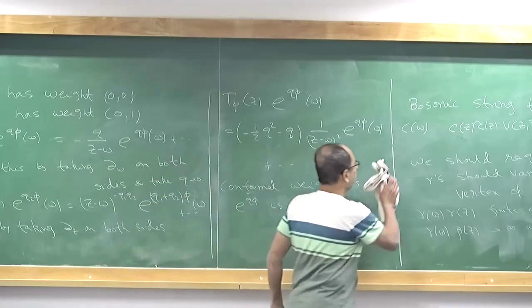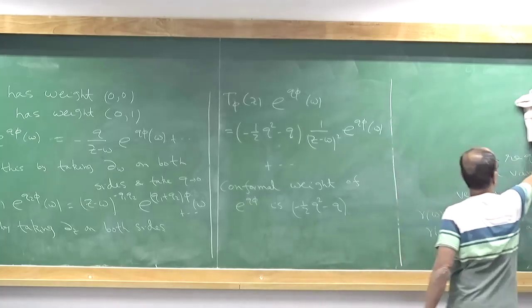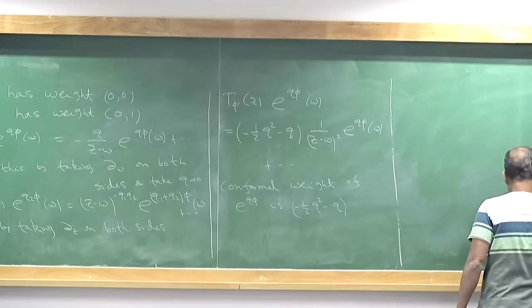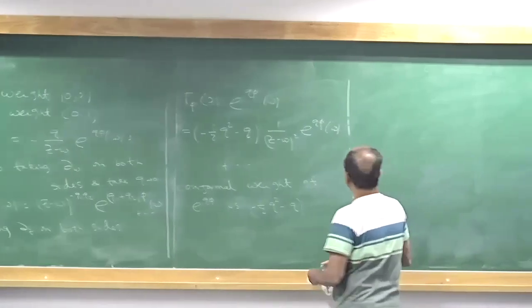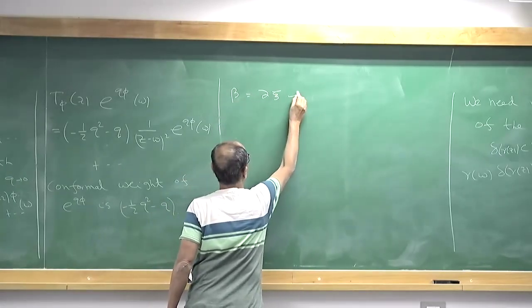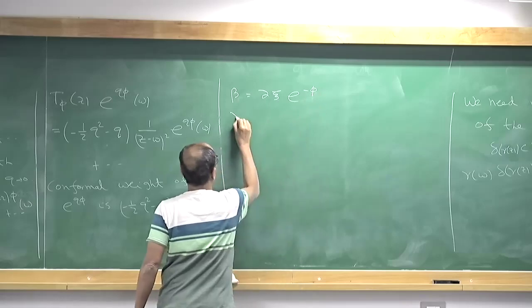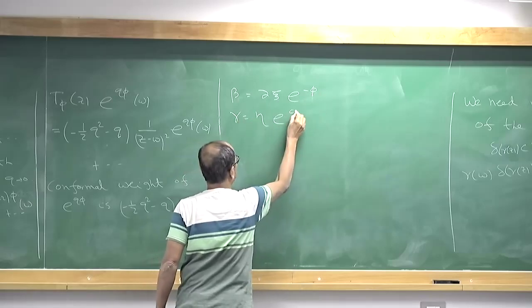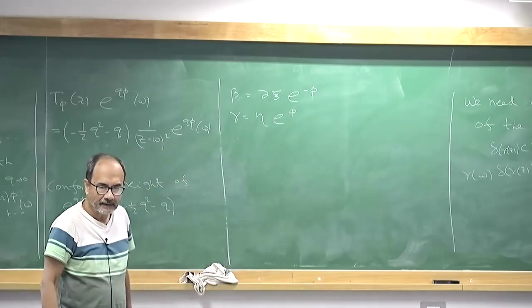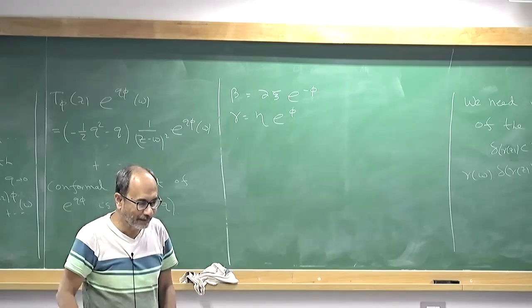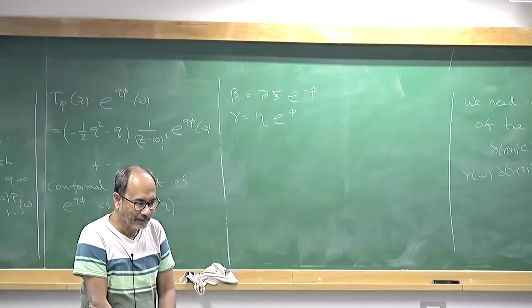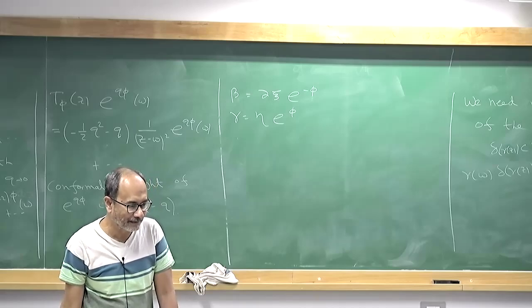So now I'll give the translation. Beta is going to be del xi e to the minus phi. Gamma is beta e to the phi. But you said these are global. No, I'm changing. You cannot use this and substitute in the action to recover the action for xi, eta, phi.